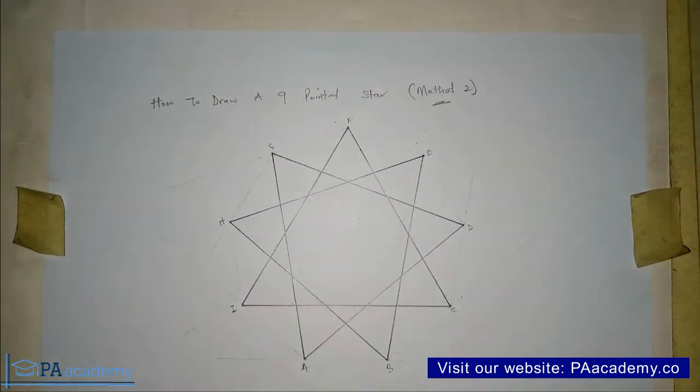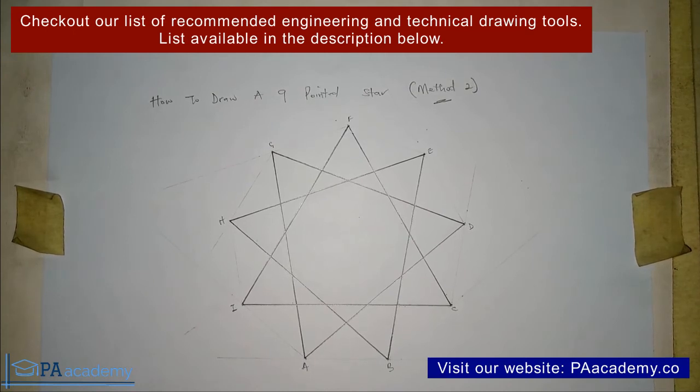So this is how you go ahead to draw a 9-pointed star. This is the second method of drawing a 9-pointed star.